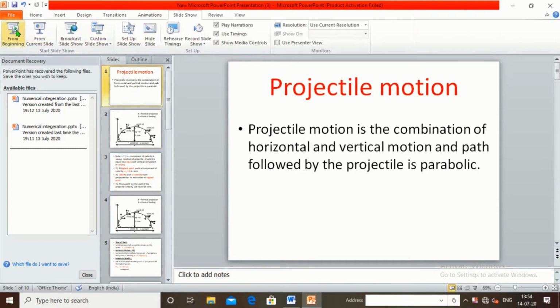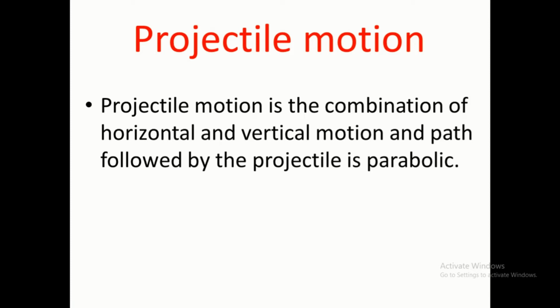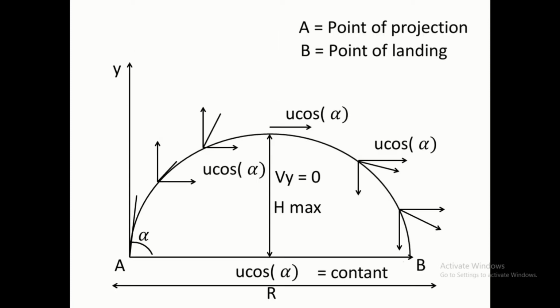In this video we are going to see projectile motion. Projectile motion is the combination of horizontal and vertical motion. We can see a horizontal motion and a vertical motion, but projectile motion is the combination of the two. A is the point of projection, B is the point of landing.